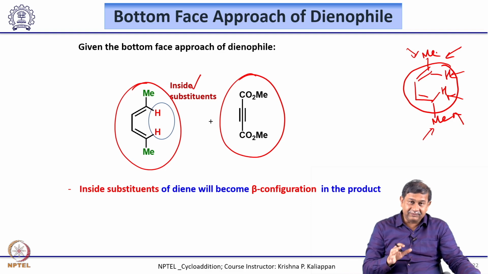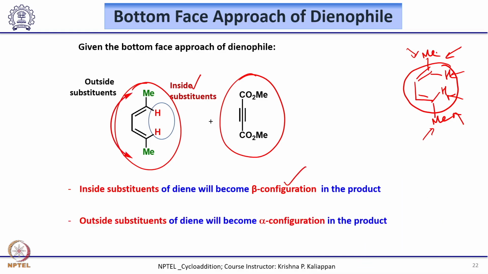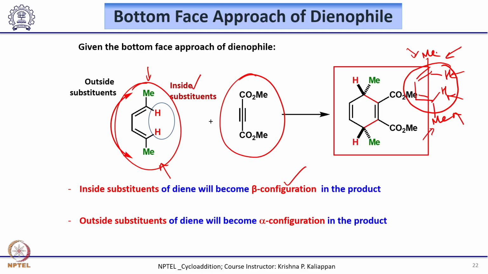Whenever the dienophile approaches the diene from the bottom, the inside substituents of the diene will become beta. That means the outside substituents, that is the methyl groups, will become alpha. So, this is when the dienophile approaches the diene from the bottom face. As I said, it is equally possible that the dienophile can approach the diene from the top face. So, what will happen?